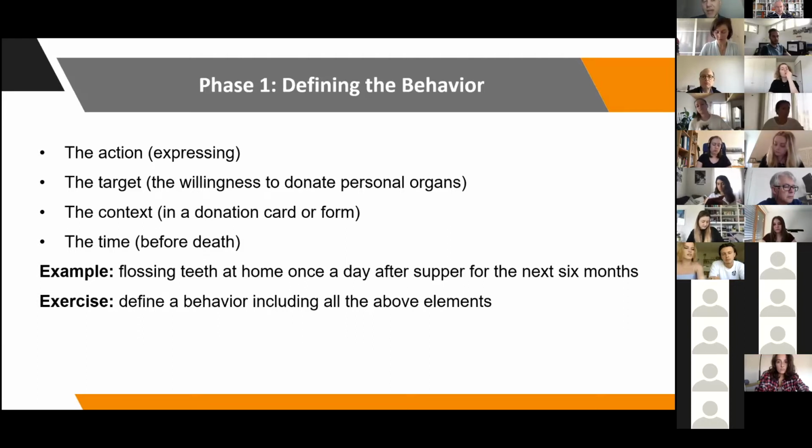So for example, I have here expressing, that would be the action, the willingness to donate personal organs, that would be the target, that's the behavior, and the context where that behavior happened and the time. So the way that I will define this behavior will be expressing the willingness to donate personal organs in a donation card or form before death. That would be a definition that includes all the key components that you should keep in mind to define a behavior.